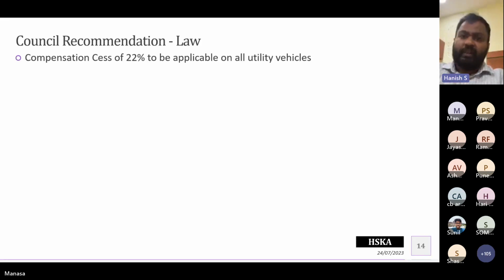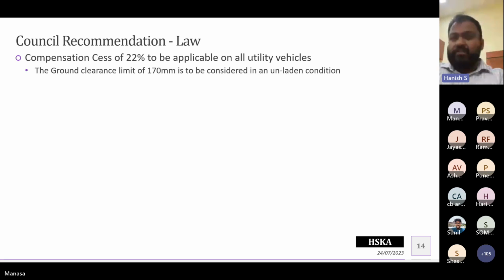One, recommendations relating to law. So this is a rate change notification. There was an issue whether the clearance of SUVs, utility vehicles, should be measured when all the people are sitting or when nobody is sitting. When nobody is sitting, the car will be elevated a little up. But if all of us are sitting, then the car will be a little down. So how do you measure? That was one big issue. They said when nobody is sitting, what is the height? Based on that, compensation will be applicable.